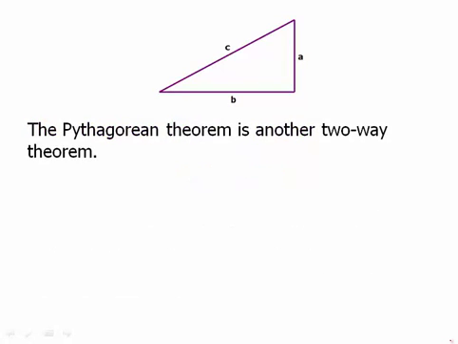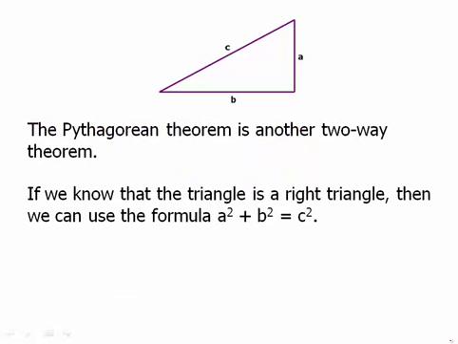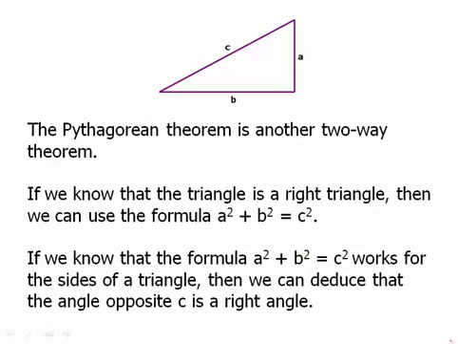Notice also this is a two-way theorem. What do I mean by that? If we know the triangle is a right triangle, then we can use the formula a squared plus b squared equals c squared. If we know the formula a squared plus b squared equals c squared works for the sides of a triangle, then we can deduce that the angle opposite the c is a right angle. So we can use the right angle to deduce that we can use the formula, or if the formula works, we can deduce that we have a right angle. It works either way.